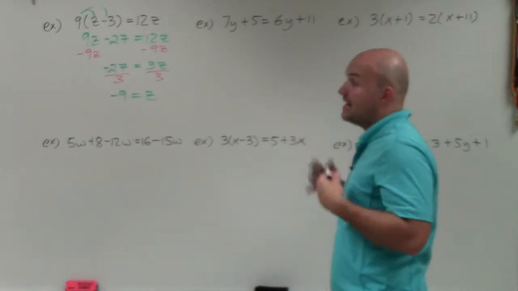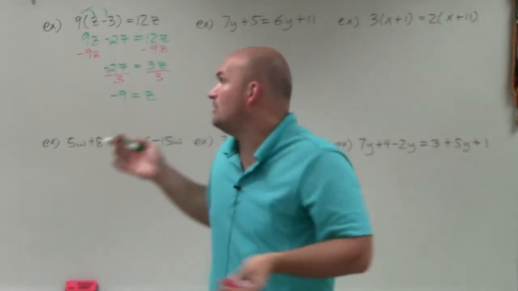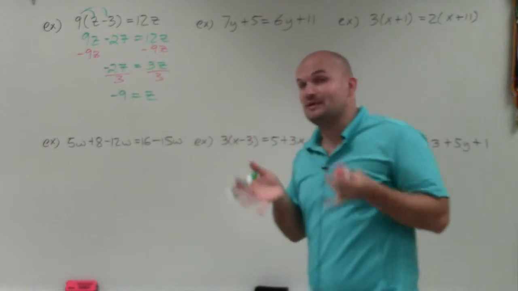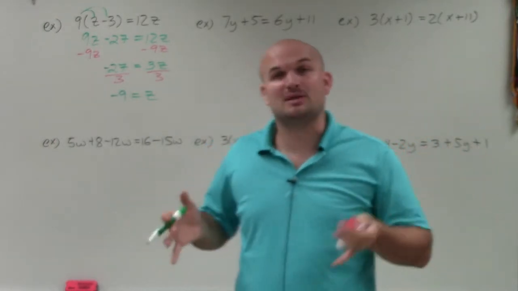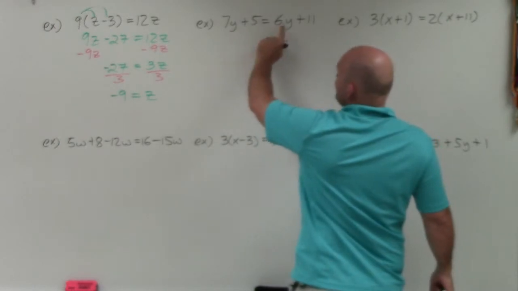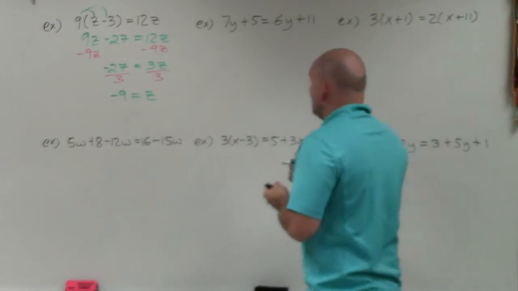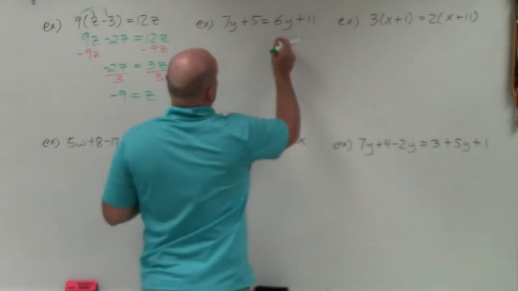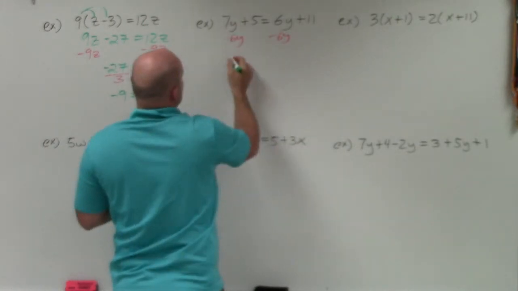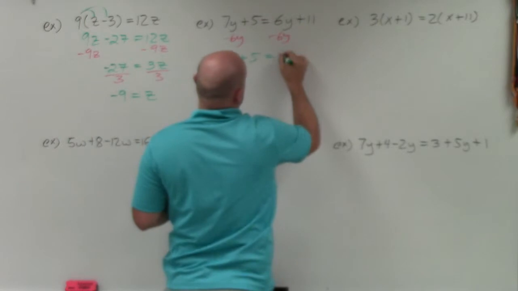In the next example, I actually have both sides are already simplified, right? There's no other operation. There's no parentheses I need to apply first. So now I can immediately get to my next step, which is just getting the variable on the same side. In this case, I see that if I subtract a 6y on both sides, I'll have a positive y on the left side. So that's exactly what I'm going to do. I'm going to subtract a 6y on both sides. 7y minus 6y is just going to be y plus 5 equals, that goes to 0, equals 11.